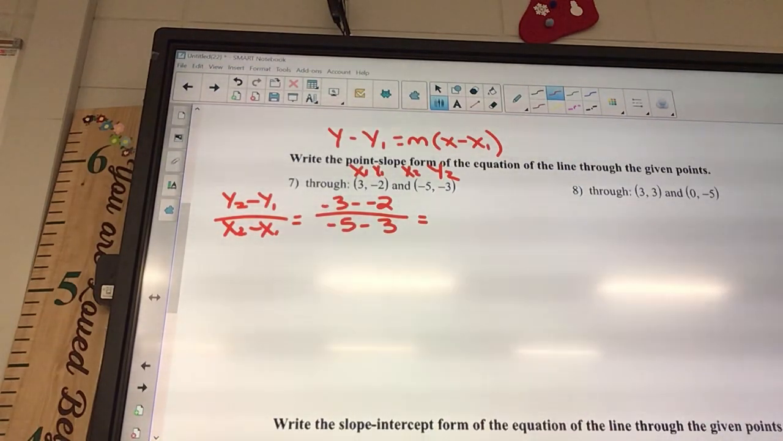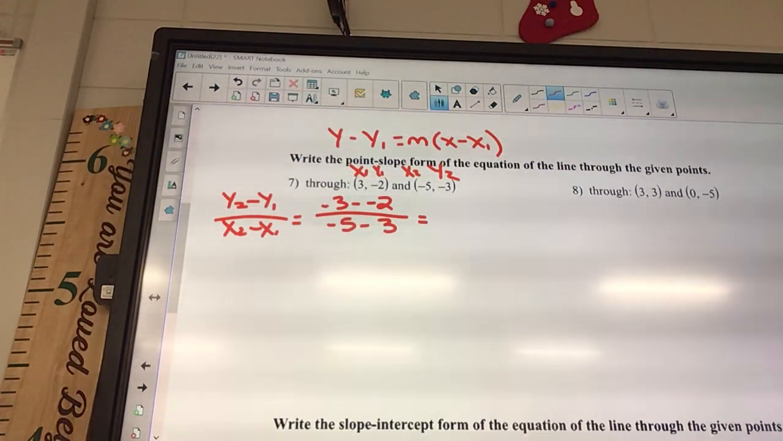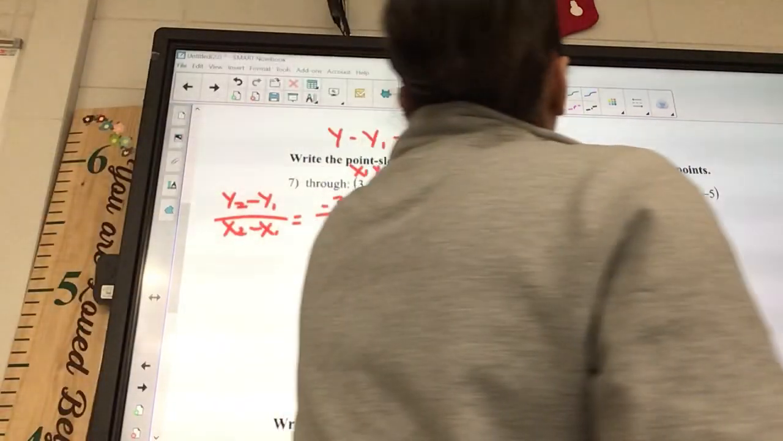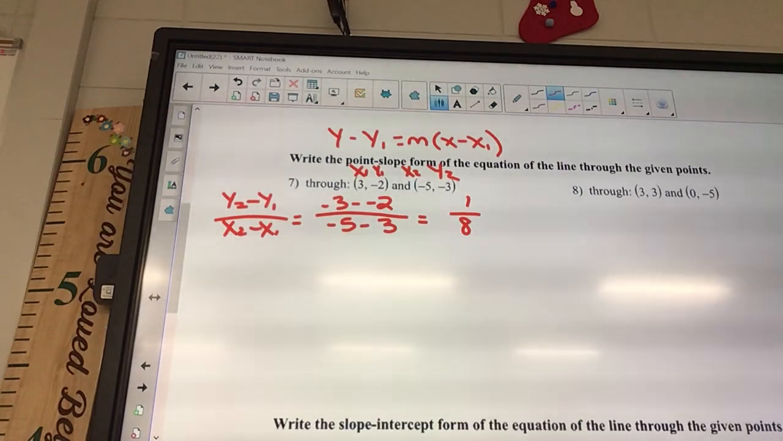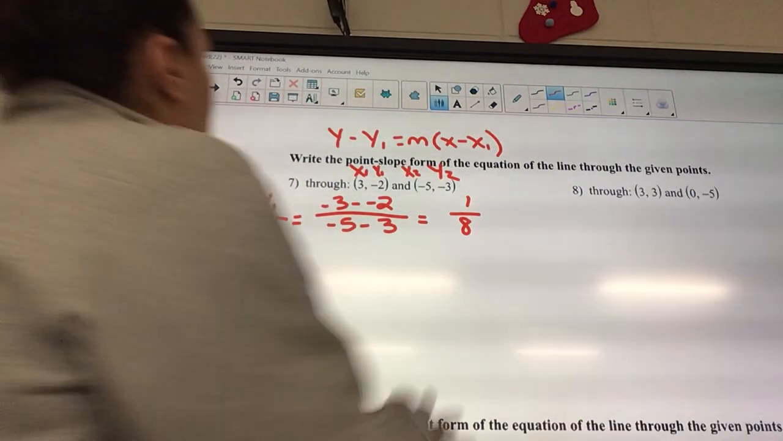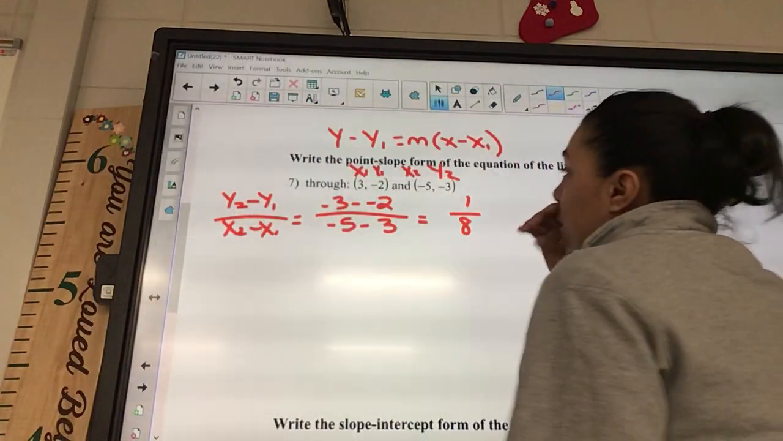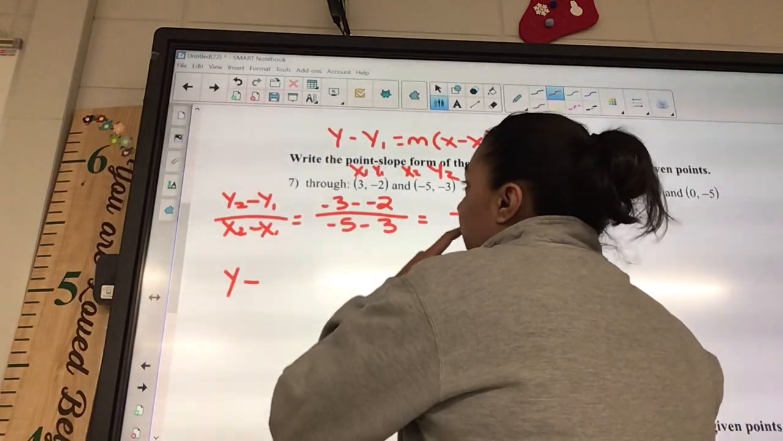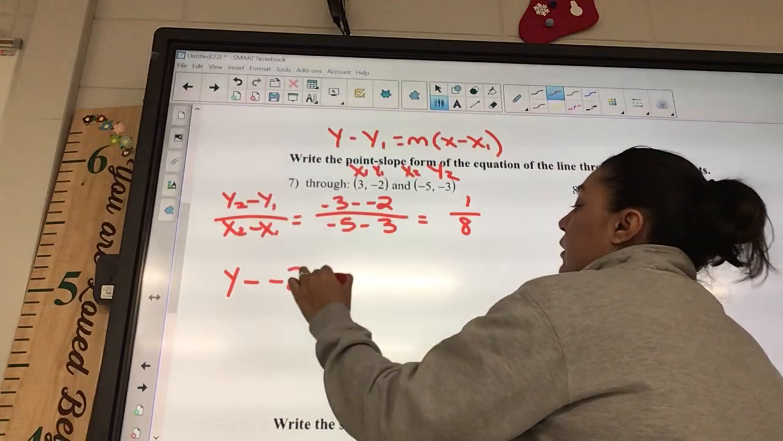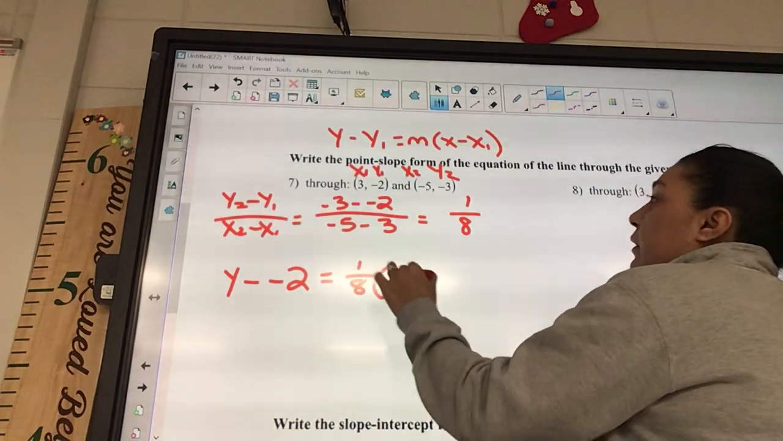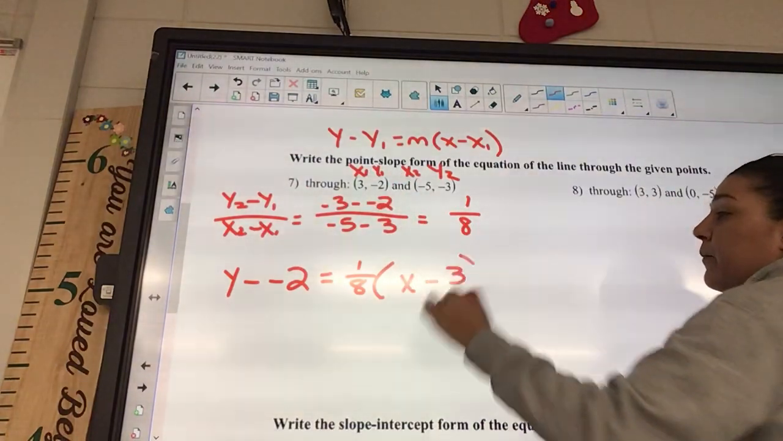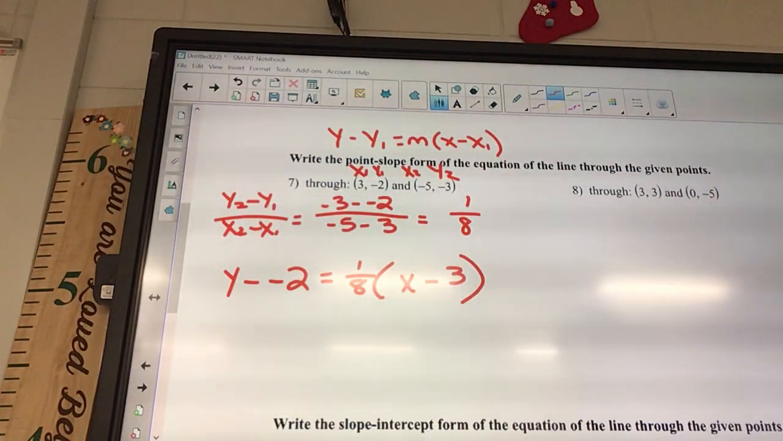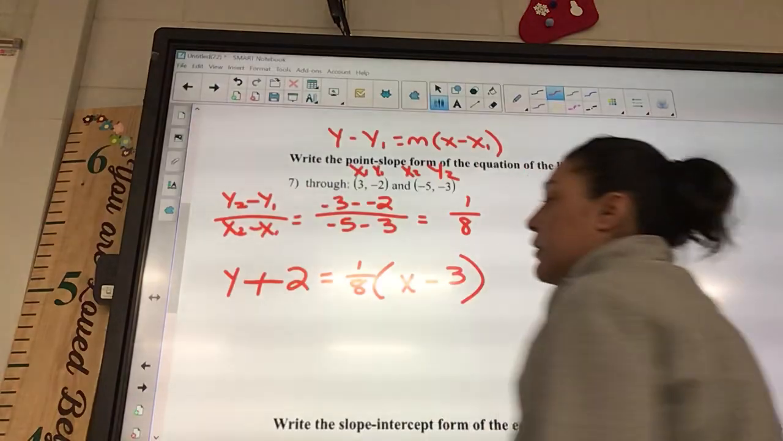What'd you get? 1/8? Somebody agree? Good. Okay. 1/8 is our what? What did we find? It's a slope. Okay, so now we got a slope and we got some points, so we can put it in point slope. So we got y minus negative 2 equals 1 over 8, x minus, and my x1 is 3. Okay, and then we can change this minus into a plus.